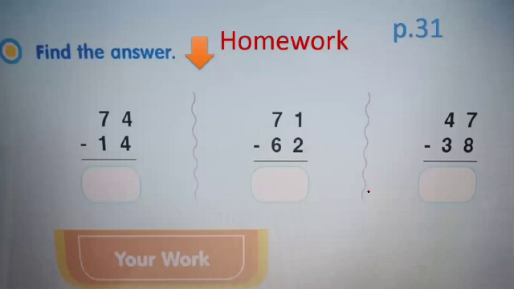We have here at page 31, 3 subtracting exercises. We can do it. This is the first one, this is the second one, and the third one. Do the answers, subtract the two-digit numbers, and send the answers to me.